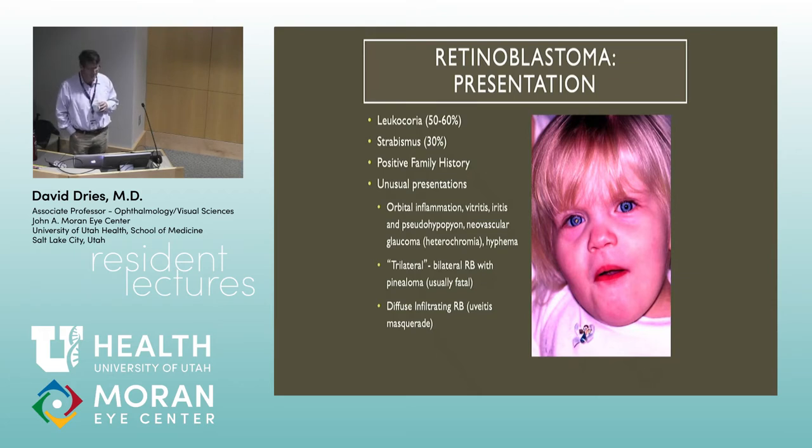Look at the philtrum. Look at the lips. Look at the nose. That philtrum is really long. Those lips are turned down. So this is a kid with a chromosomal deletion spanning one of the RB alleles. Does that make sense? So that's just a little tip for you.